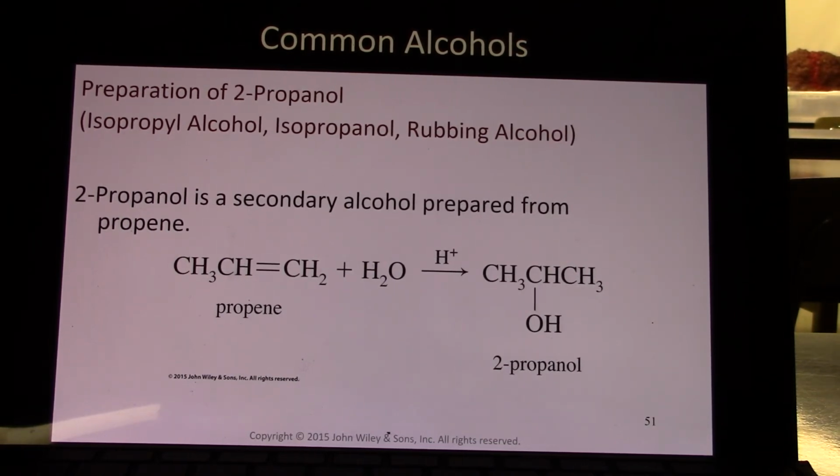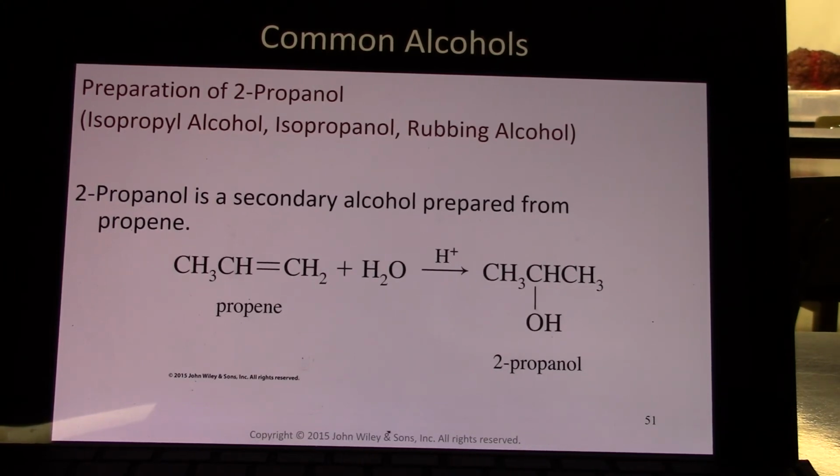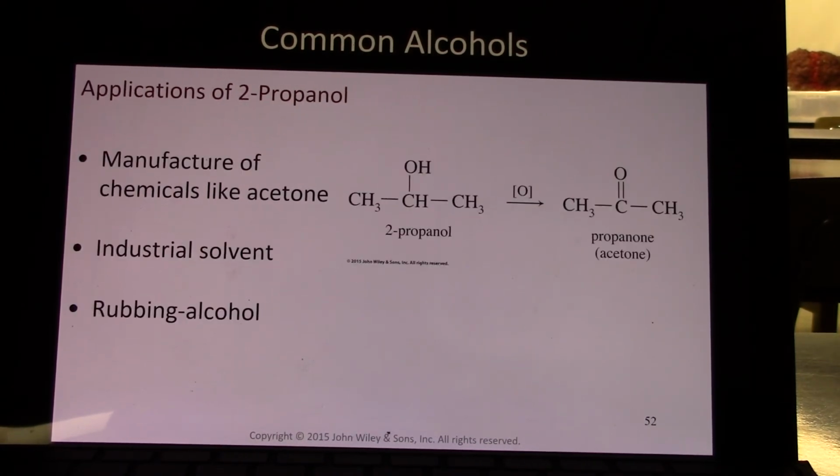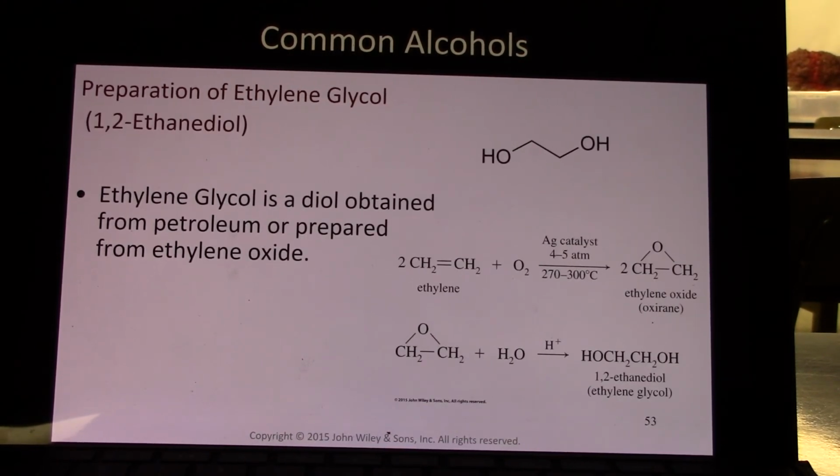That being said, care should be taken. If someone's too young, they can get alcohol poisoning from this. So it's not a good idea to be rubbing a lot of rubbing alcohol on a small child because it's still absorbed through the skin in some amount, and that can actually be really dangerous for a small child. Applications of 2-propanol. We can oxidize it into acetone, which is a major industrial solvent, or we use it as rubbing alcohol.